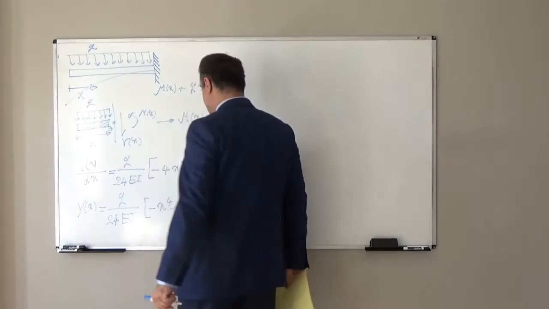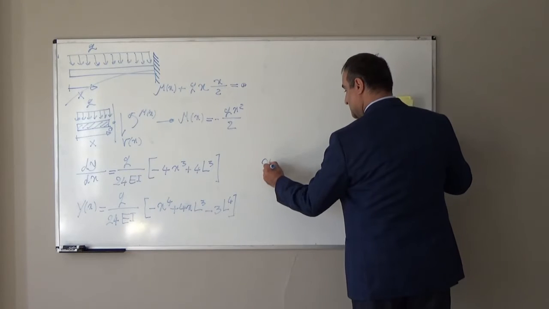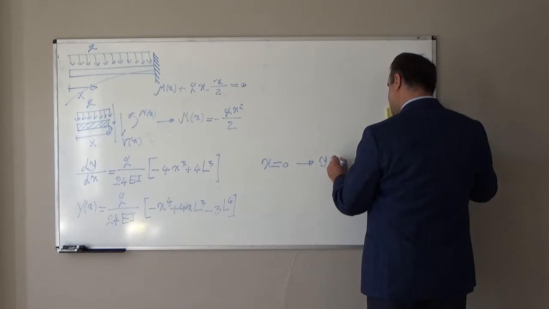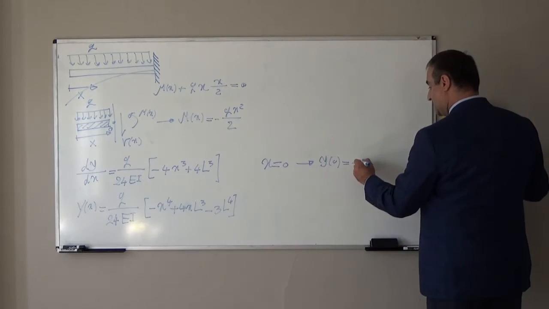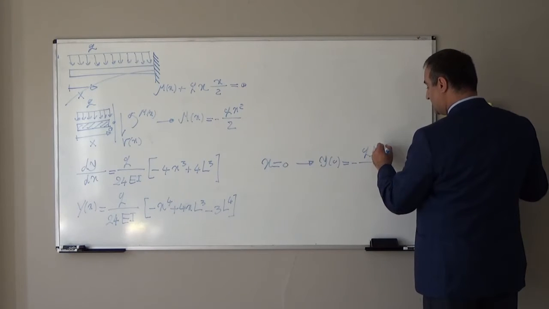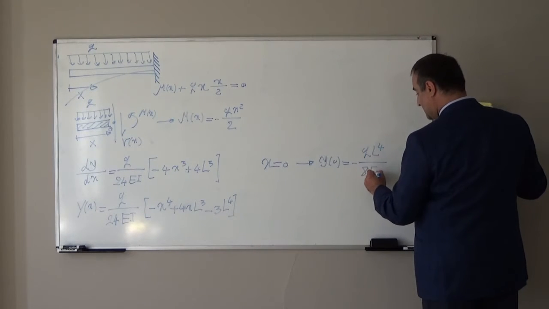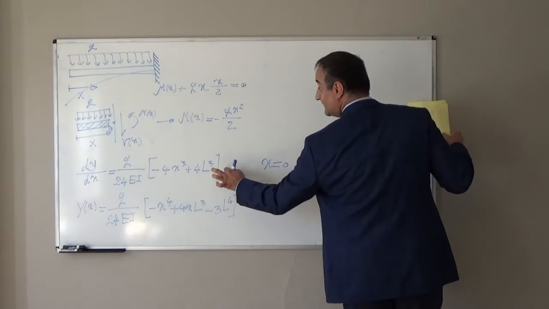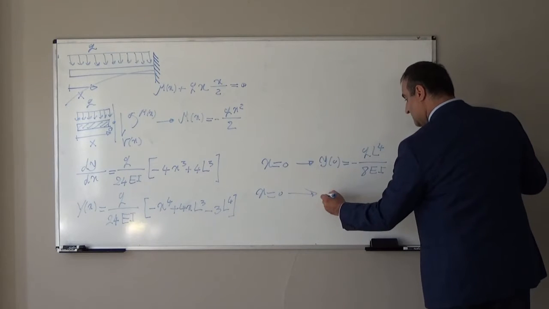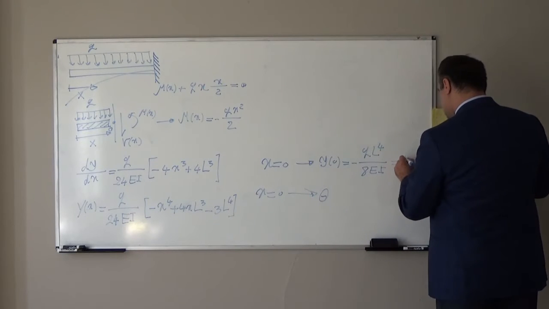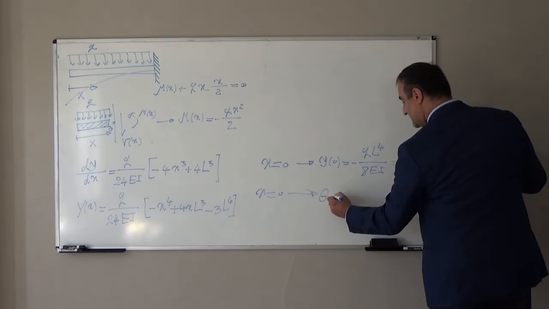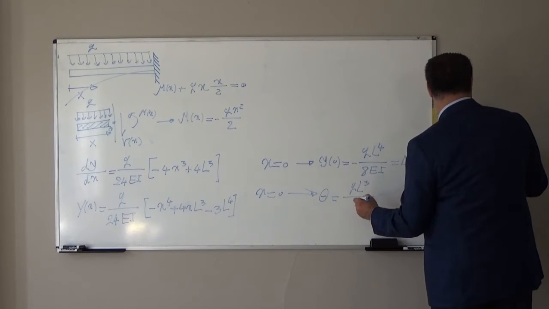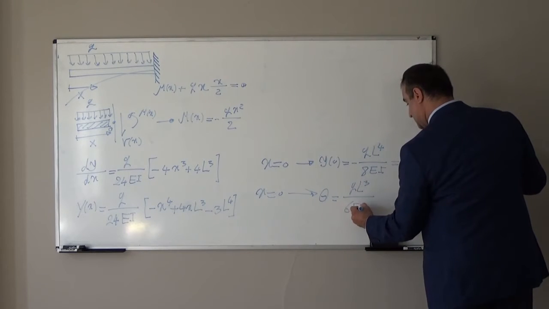So from here, now we want to find deformation and slope at the free end. At the free end, x is equal to 0. If I plug x equal to 0, I will end up with y at x equal to 0 will be equal to negative QL to the power of 4 over 8EI, and at x equal to 0, here if we plug x equal to 0, this is delta max, theta will be equal to QL cubed over 6EI.